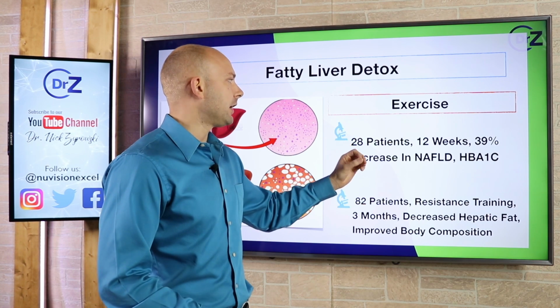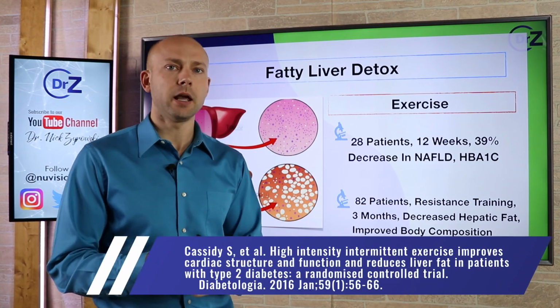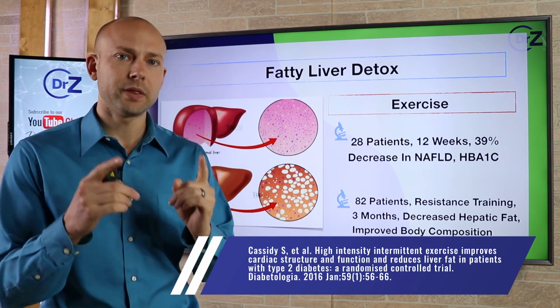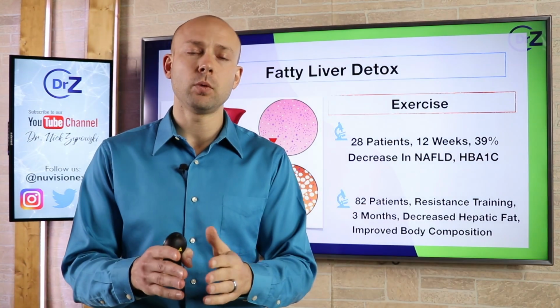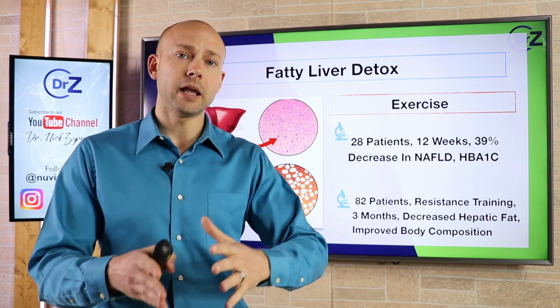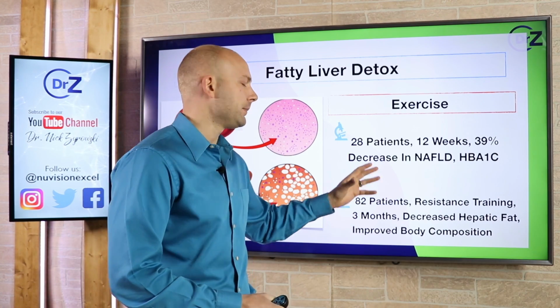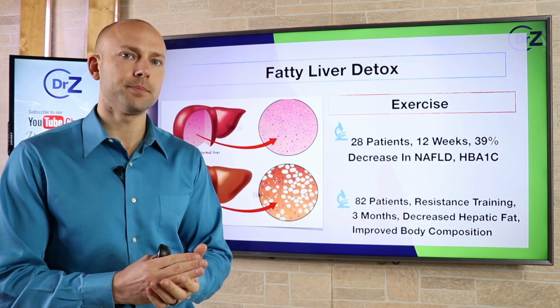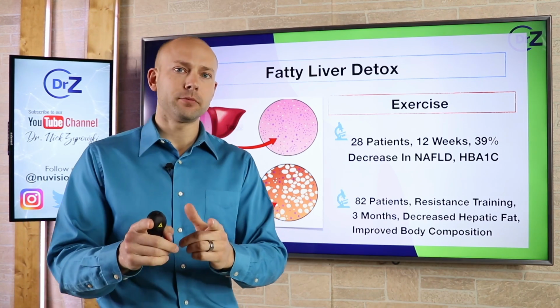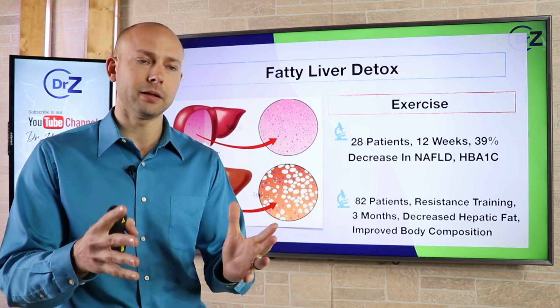And what they found is over that 12-week period, they had a 39% decrease in non-alcoholic fatty liver disease. And what they also found is that their HbA1c, the blood sugar test that they did on them, actually dropped too. So that's really powerful, okay? So that's high intensity interval training. And let's go ahead and talk about the next type of training, and then we'll circle back as to why the HIIT is actually more relevant here.